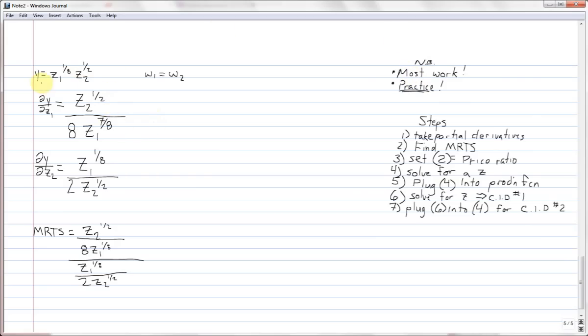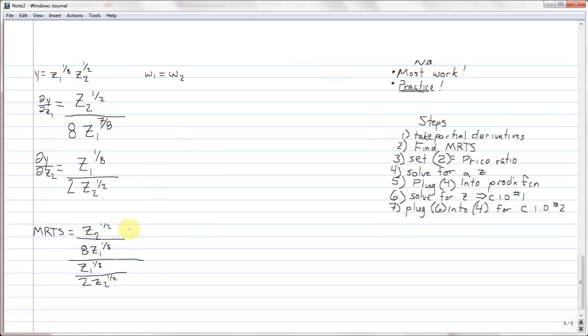Okay, so we started off with this production function and the knowledge that the price of both inputs was equal. So I've taken the liberty of taking the partial derivatives already, which you should know how to do. You should remember from class, right? I take the partial derivative with respect to Z1, take the partial derivative with respect to Z2, and divide the first by the second to get my MRTS. Okay, now I've stopped there. So far I've done step 1, take partial derivatives, and step 2, find MRTS.